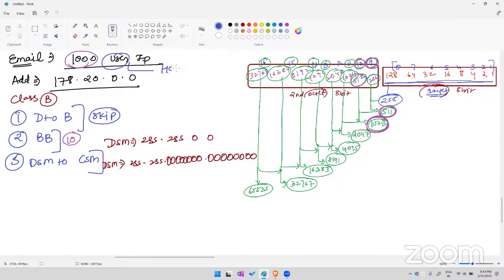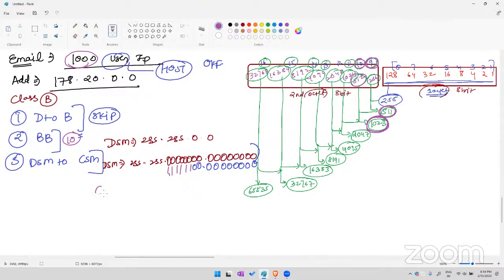Because we are doing the host concept, so host always turns off the bits. So how many borrow? 10. So coming from this side, 1 2 3 4 5 6 7 8 dot 1 2. How many bits remain turned on now? 1 2 3 4 5 6.